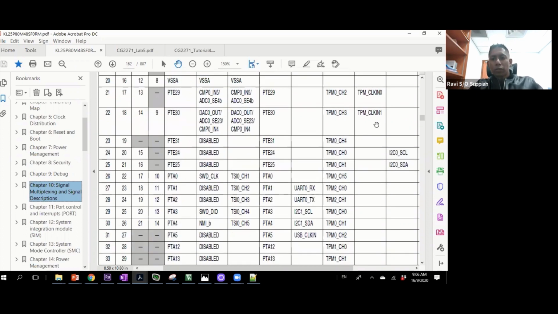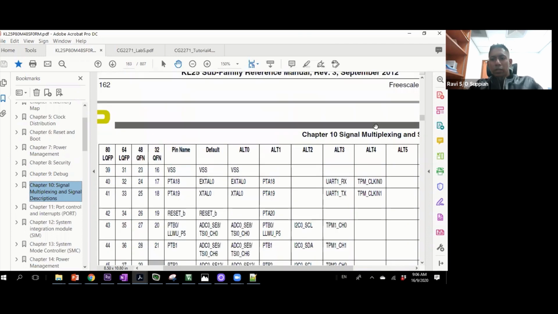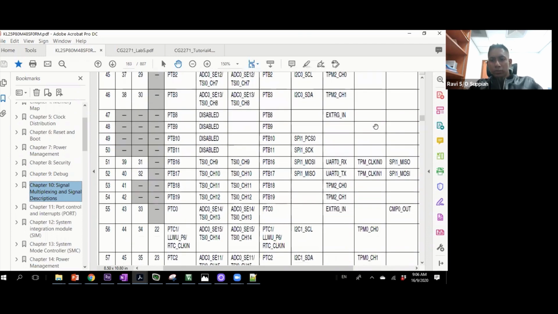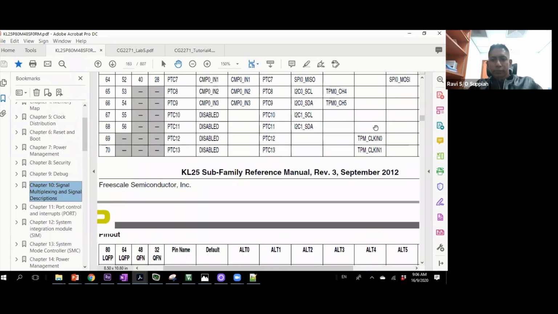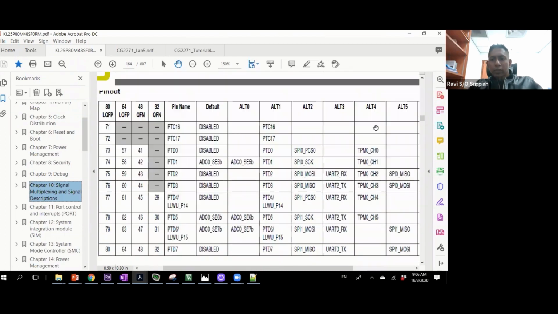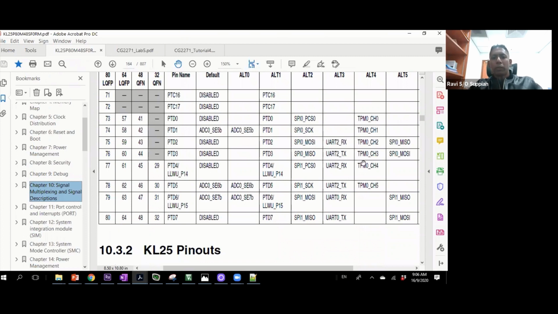Okay. So if you scroll down, you may see that the UART2 can also be mapped here. All right, so you can see UART2 transmit and receive can also be mapped to port D pin 2 and port D pin 3, or port D pin 4, port D pin 5. All right, so if I want to use these port pins, then I use the alternate 3 option.